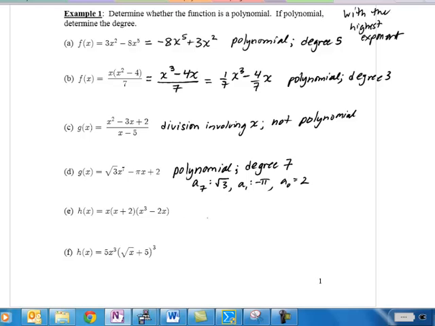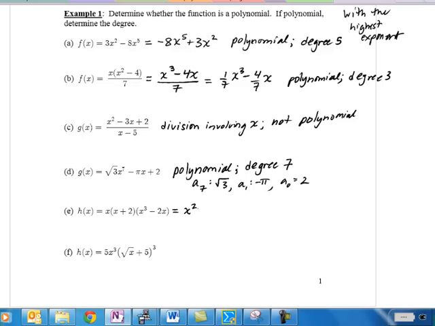Then, example E here, again, we've got something that's written in factored form, but anytime we have something in factored form, if the factors are individually polynomials, then when we expand it, we will have a polynomial. So the product of polynomials is itself going to be a polynomial. We can expand this and see what we get.